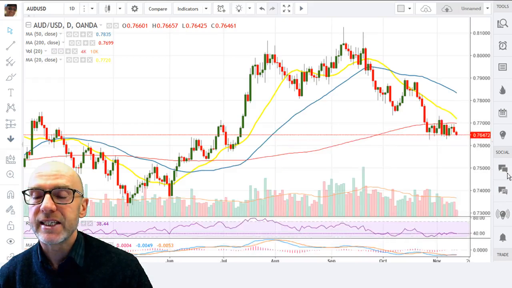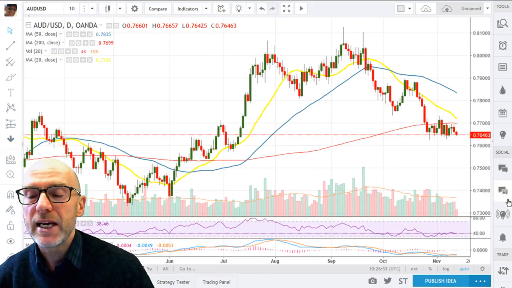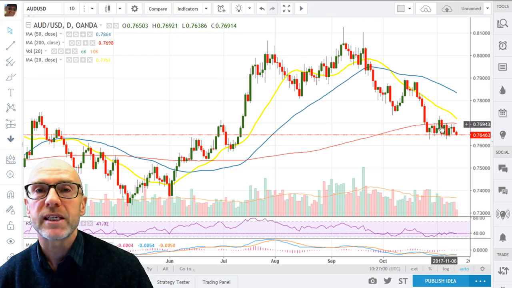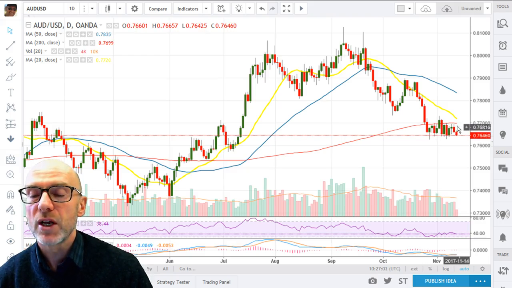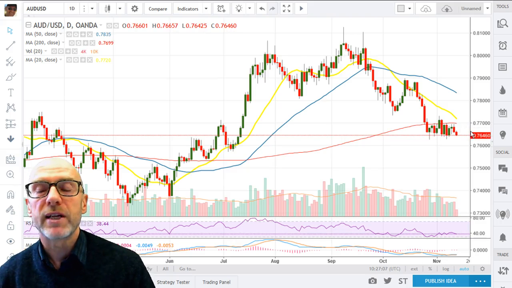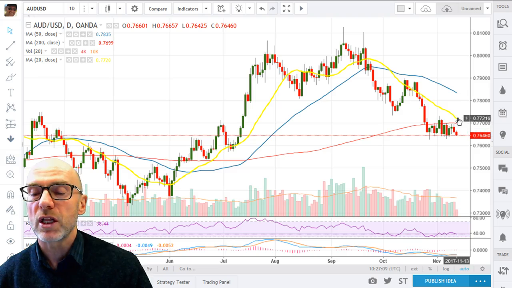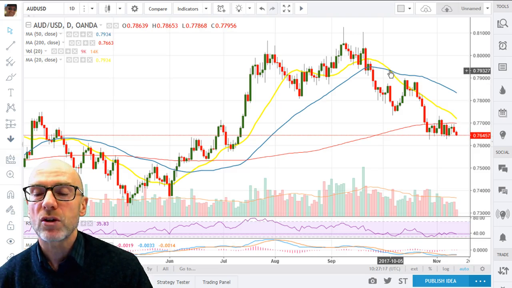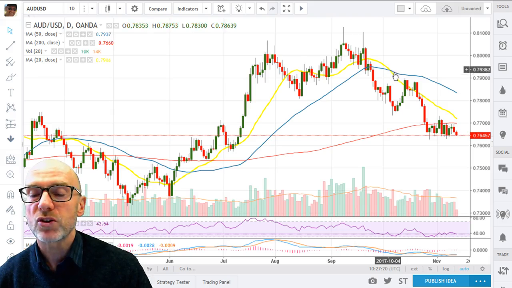Looking at the daily picture, here the pattern looks more like a flag in a bear market. We've gone sideways below but around the 200-day moving average, but that is now starting to move down. The other moving averages that I monitor closely, the 20 and the 50, both bearing down on the Aussie dollar. There was a bearish cross on the 5th of October as the 20 crossed the 50.